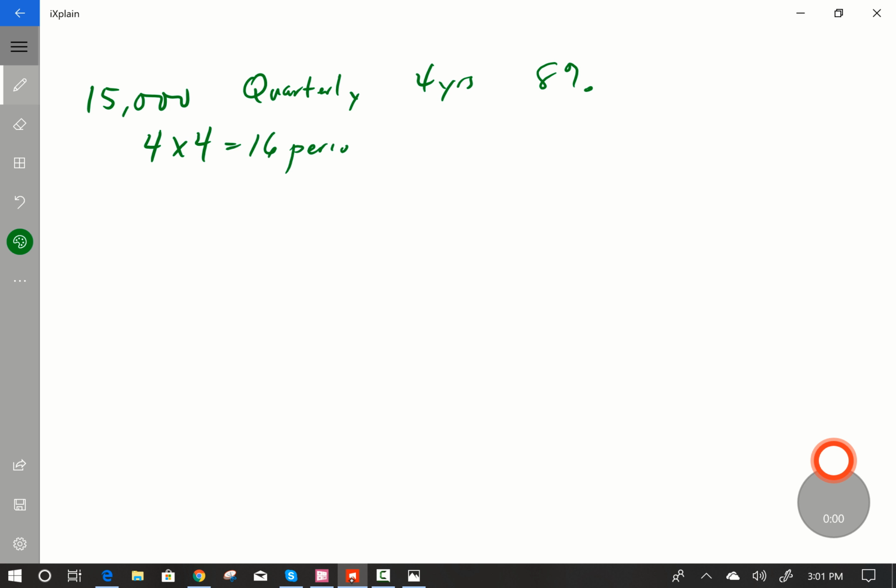The amount that we expect is $15,000. Okay, we're going to invest this quarterly for 4 years at 8% interest. Okay, first thing we're going to do is take the number of years, which is 4, and multiply that times the number of times it will be compounded, which is quarterly, or 4. That's going to give us 16 periods. Okay, then we're going to take 8% and divide it by the number of times it's compounded each year, which is 4, to give us 2%.